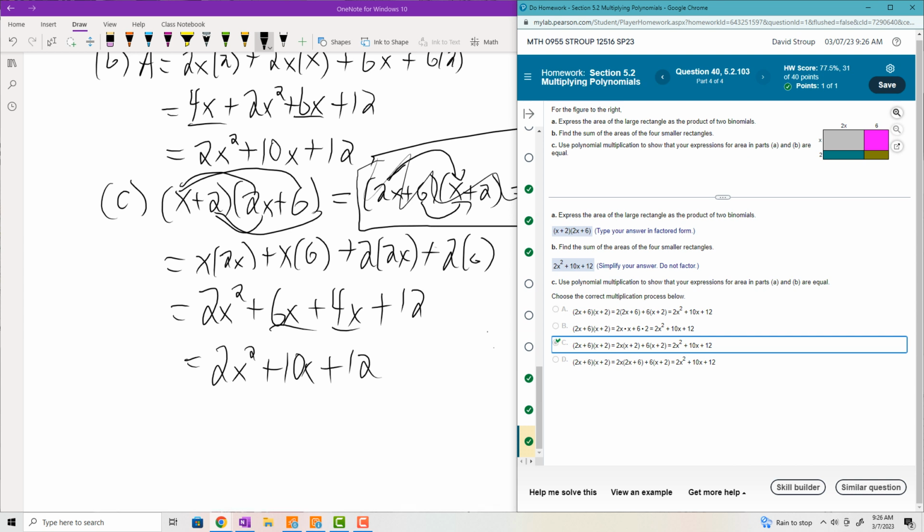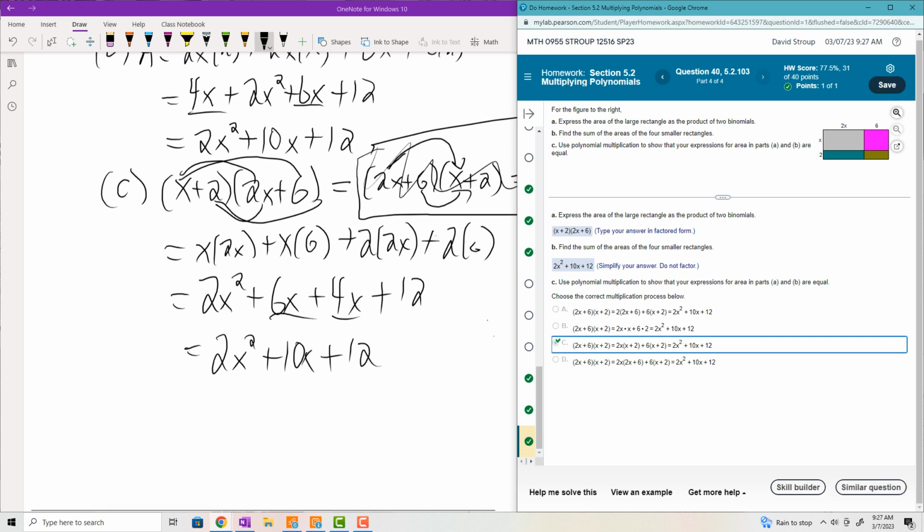Obviously, part B isn't right because they're missing, so they went 2x times x and then 6 times 2. They're missing the 2x times x. They're missing the 2x times 2 and the 6 times x. The first one would have to be 2x times x plus 2, not just the 2 times 2. That one's a mess. So yeah, it's C. Okay. So hopefully that helps.